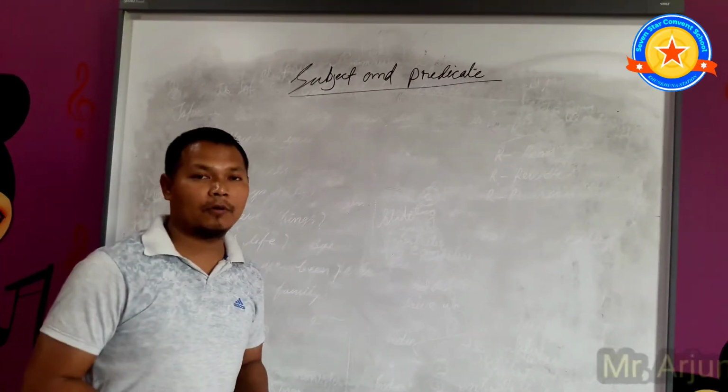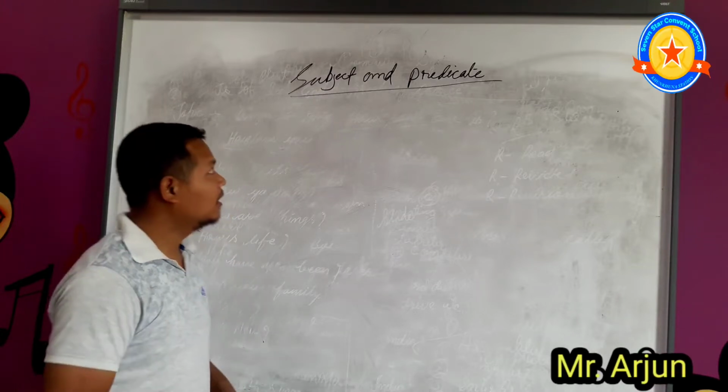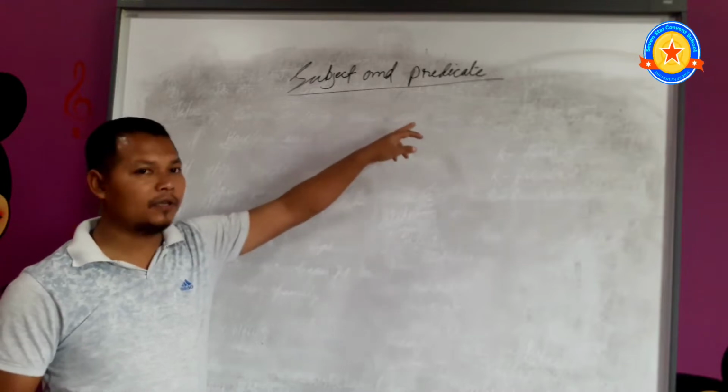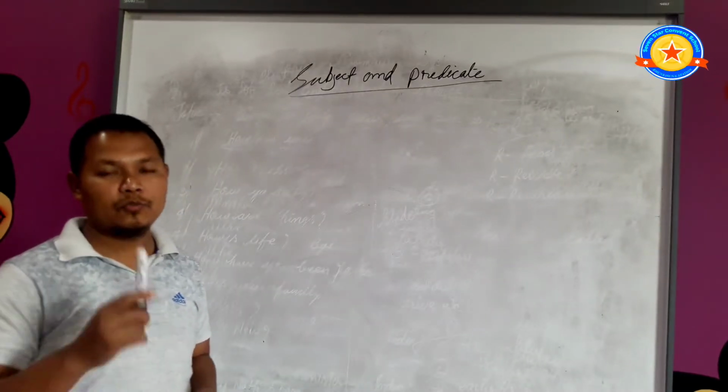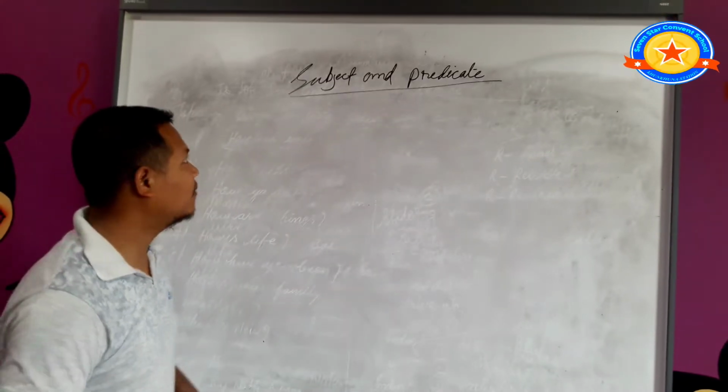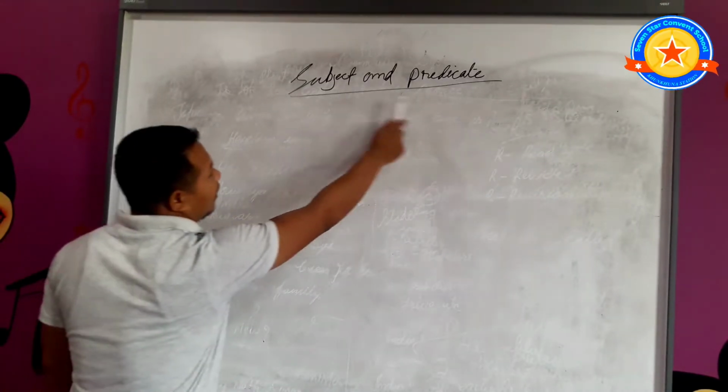Today we are going to learn about the subject and the predicate. In a sentence, there are two parts, called a subject and a predicate. Every sentence has two parts: a subject and a predicate. Let's see them one by one. What are the subject and the predicate?